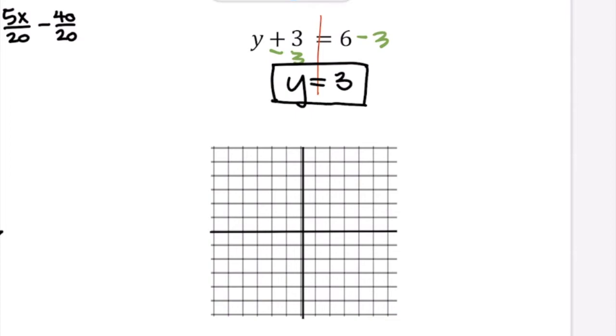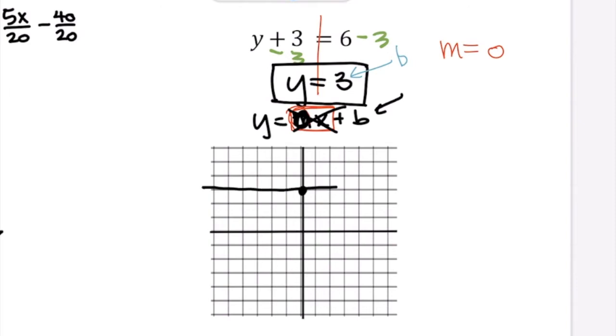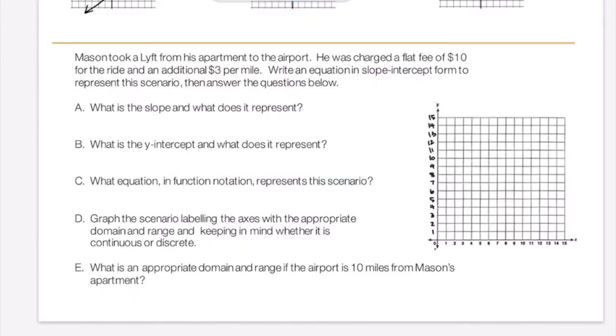Let's talk about why. If you think about y is equal to mx plus b, think about what number for m would make that whole term disappear. Hopefully you're thinking if m is 0, then that whole term disappears. And then what you have left is only the b value. So here's the deal. The 3 here is the b value, and the m is 0. Remember from last lesson, horizontal lines have a slope of 0. So let's graph this. We're going to plot the y-intercept first, and then the slope is 0, so that means it's horizontal. It's flat.